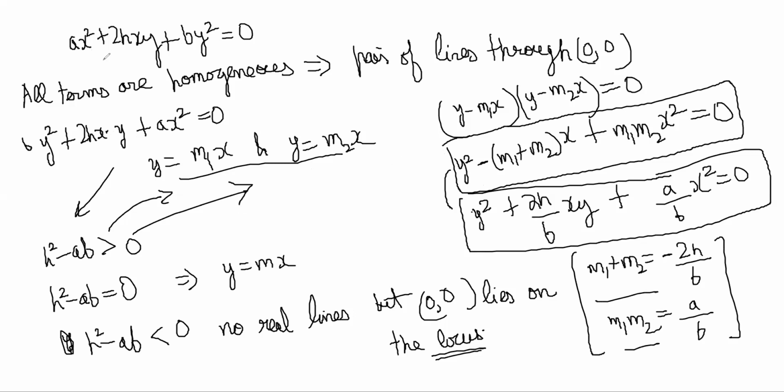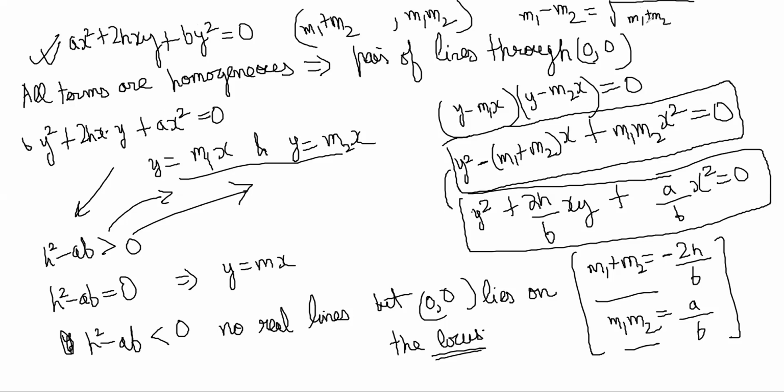So now you know the slopes of the line. If this equation is given to you, you know m1 plus m2 and m1 m2, right? m1 plus m2 is minus 2h by b and m1 m2 is a by b, right? Correct. If m1 plus m2 and m1 m2 are known, then you know m1 minus m2. m1 minus m2 will be root over basically m1 plus m2 whole square minus 4 m1 m2. Correct. So once you know m1 minus m2, you can find m1 individually and m2 individually by adding and all. Basically you can now solve for m1 and m2, no?